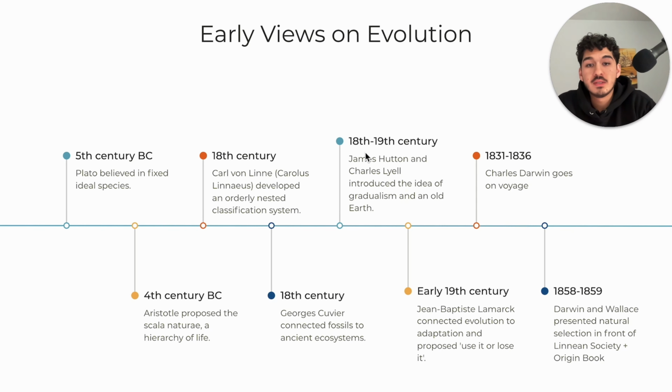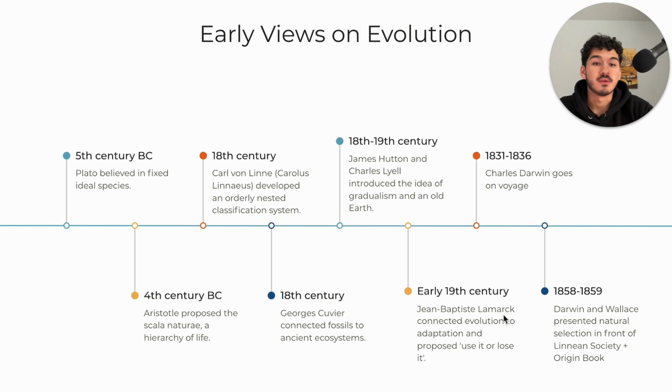Okay, so here in the 18th and 19th century, James Hutton and Charles Lyell introduced the idea of gradualism and an old Earth. So this is kind of a big turning point because prior to the 18th and 19th century, people believed that the Earth was only 1,000 years old. But as we know now, the Earth is actually millions of years old. In the early 19th century, Jean-Baptiste Lamarck connected evolution to adaptation, and he proposed use it or lose it theory and also Lamarckism, and we'll go over that as well.